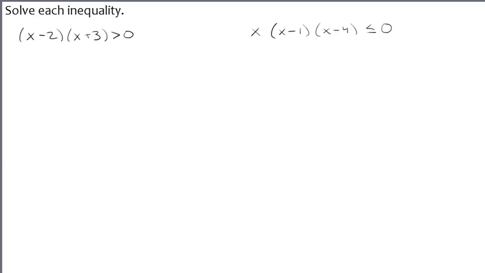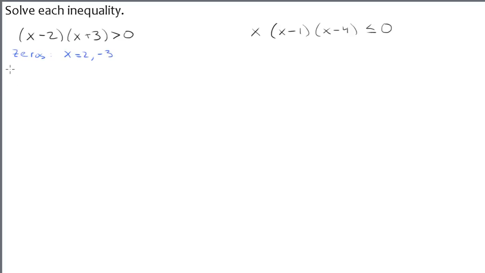Hey everyone, in this video we're going to take a look at solving some inequalities. What I have right here is the inequality (x minus 2)(x plus 3) is greater than 0, and what I need to do is first find the zeros, and for this that's x equals 2 and negative 3.